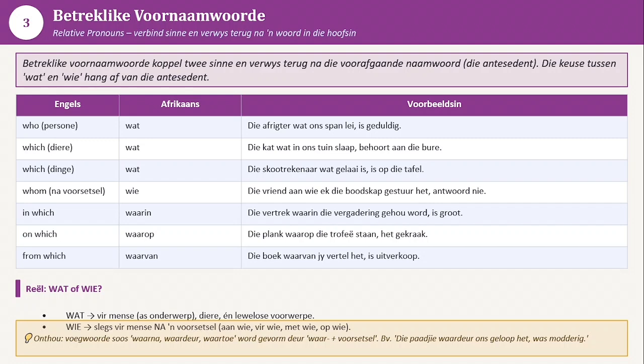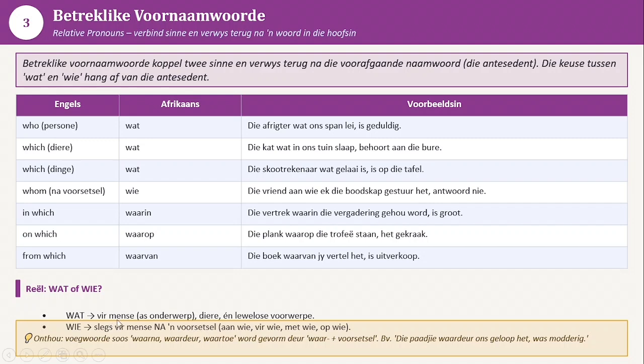So these words are connecting to the original idea of the sentence, okay? In English, there are various rules for this, but in Afrikaans, I feel like they are quite simple because it's either wat, wie referring to a person, waarin, within, waarop, on what, waarvan. I think that will be a good one for which.